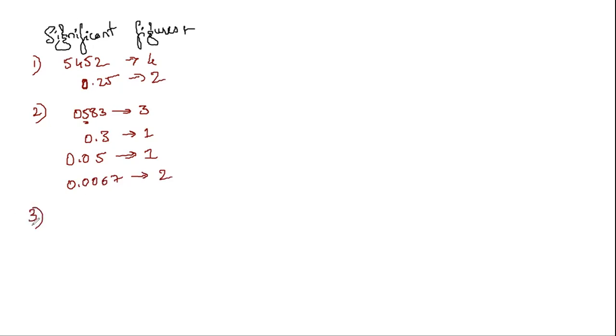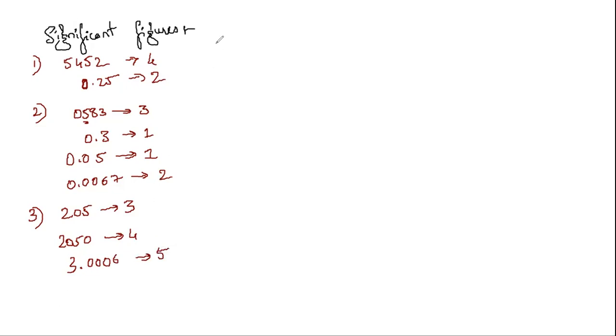Next rule, the zeros between two non-zeros are significant. 205, how many significant figures? This 0 is between two non-zeros. Therefore, there are three significant figures. 2050, how many significant figures? There are four significant figures. The zeros which come between two non-zeros or which come at the last are significant. One more example, 3.0006. These three zeros are between the two non-zeros. So how many significant figures? 1, 2, 3, 4, 5. There are five significant figures.